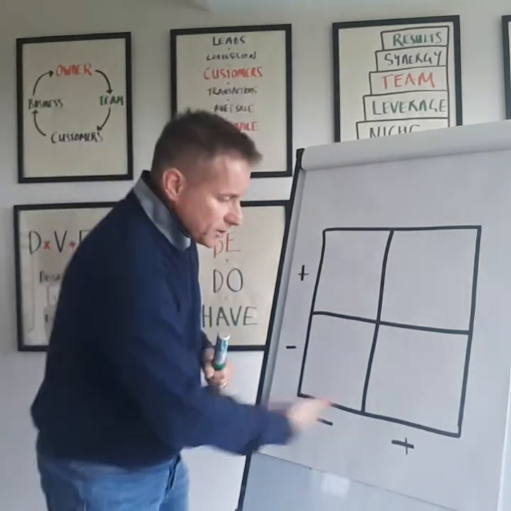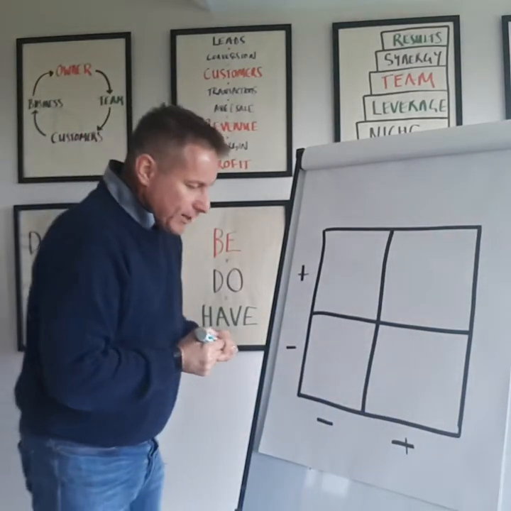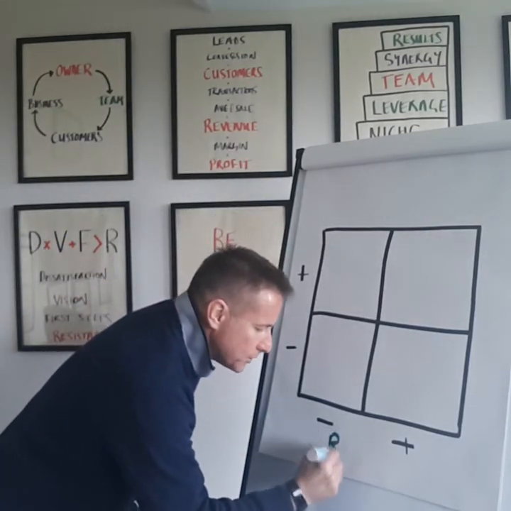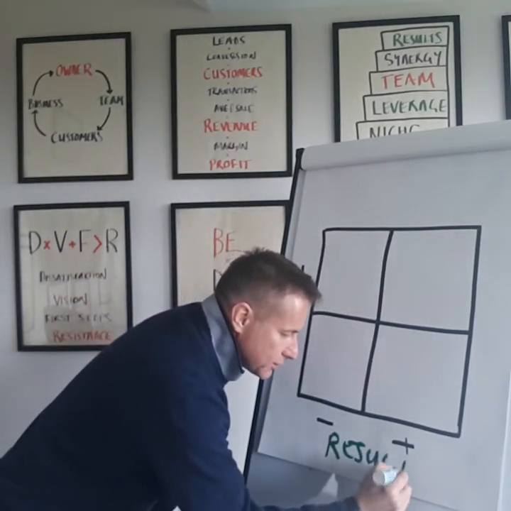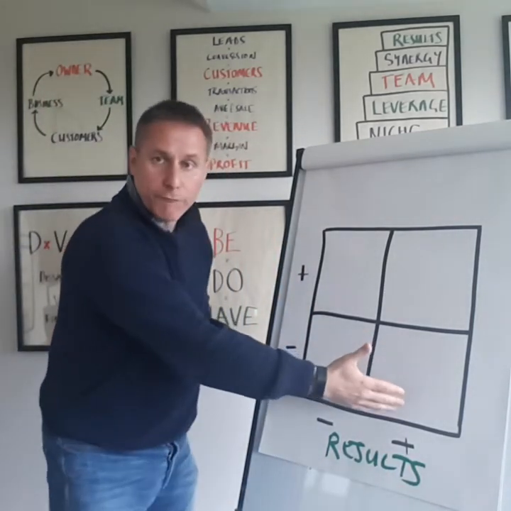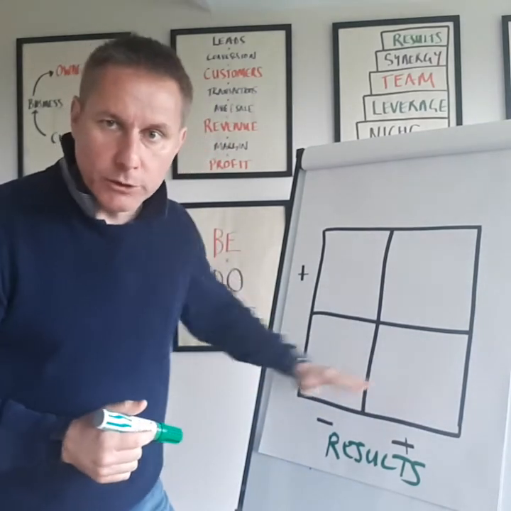So the first thing that we're looking for on this 4-box matrix is really what is a person's level of performance, or the results that they're managing to achieve in their role. And you'll have some people who will be performing at a really high level and others at a low level. That's the first way to look at people.